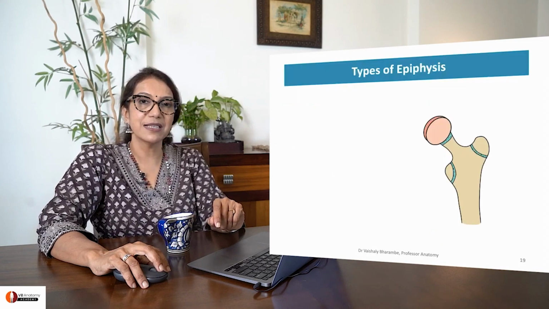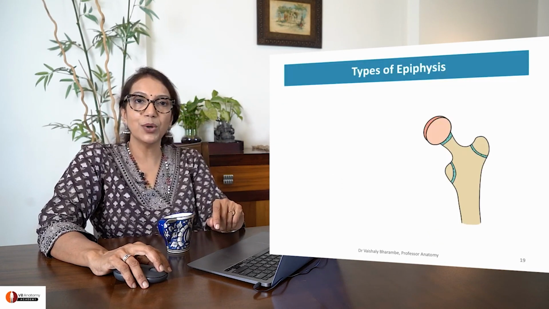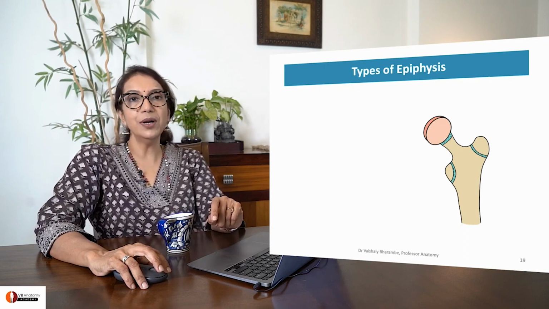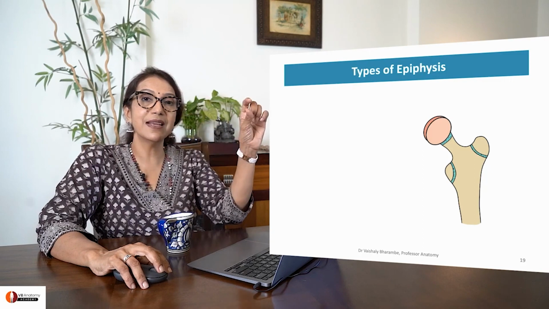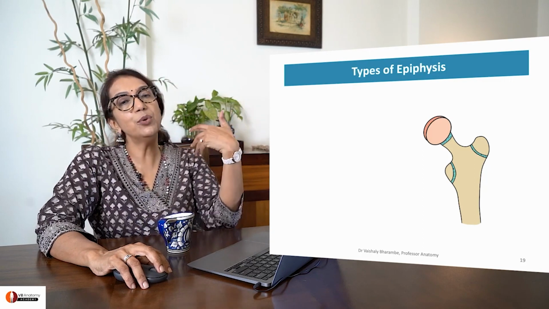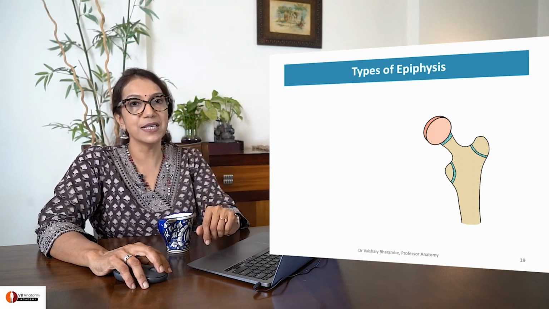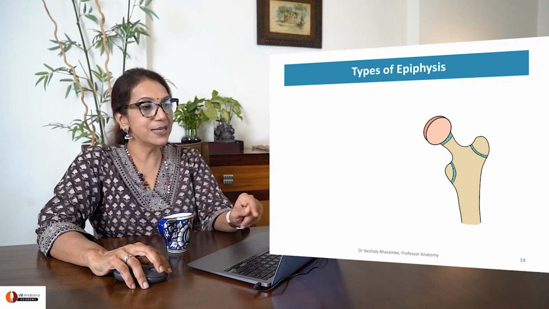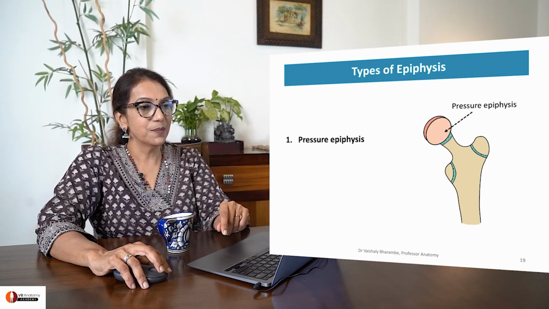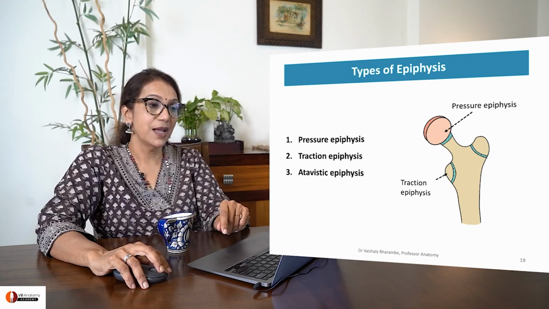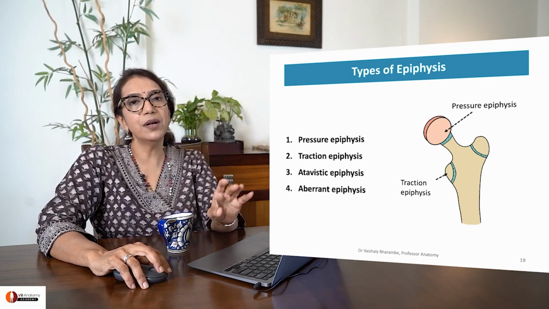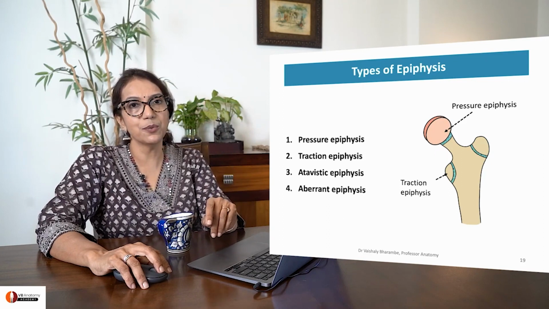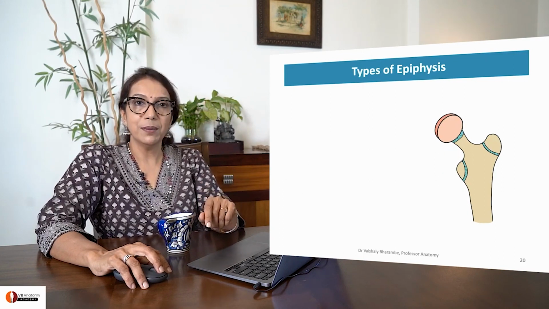the epiphysis. Now we come to something important. There are many types of epiphysis. The secondary centers develop into a number of types of epiphysis. Let's enumerate them once: pressure, traction, atavistic, and aberrant. Very important. It's a very commonly asked MCQ. So let's talk about them a little bit.